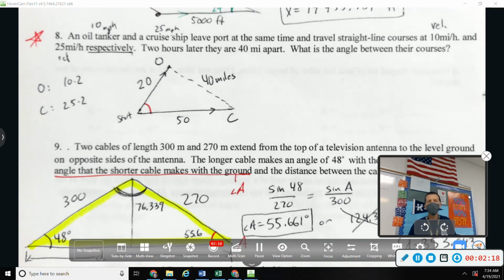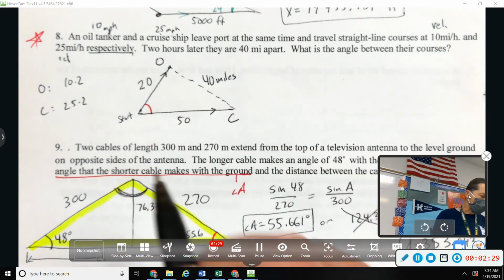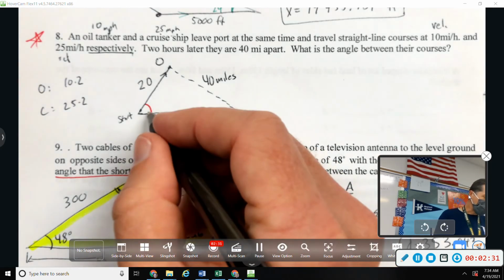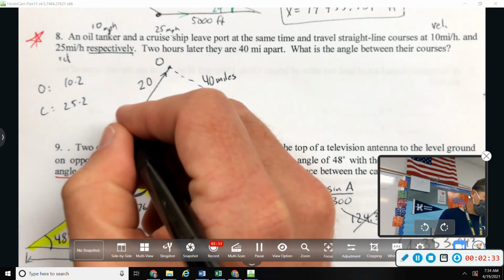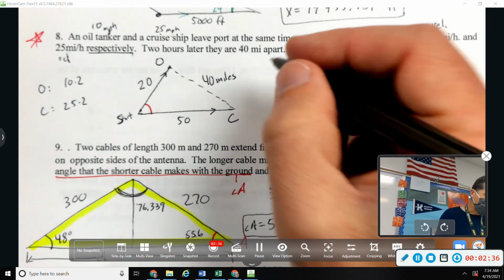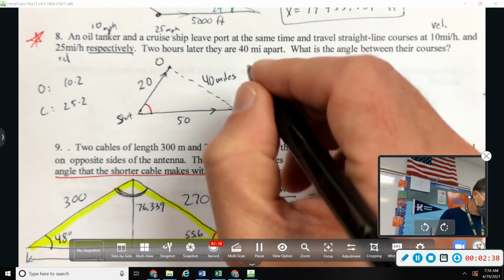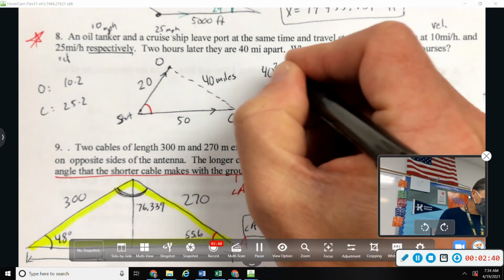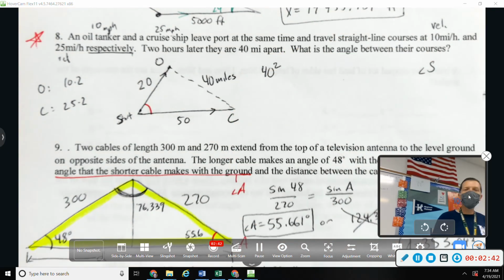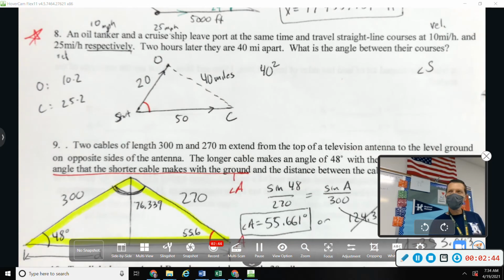And now their distance is 40 miles apart. What's the angle between their courses? So I think this is an easy problem now. Is this law of sines or law of cosines? Cosines, because I don't have an angle side pair. In fact, I'm looking for this angle. I guess I'll call it angle S, just to call it something. So that means 40 squared and angle S are across from each other in the picture. They're across from each other in the equation.